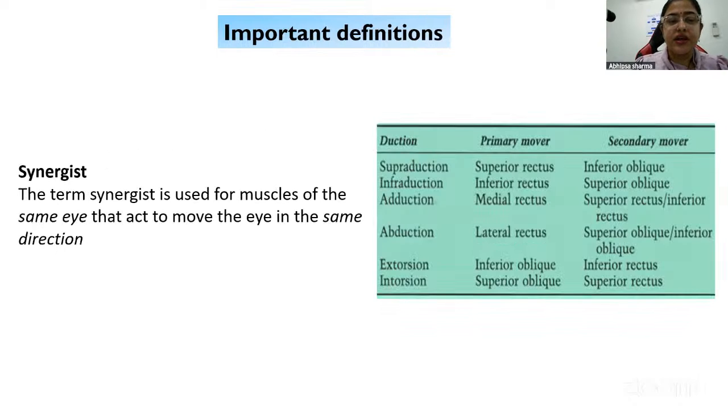Again, synergist. Synergist is the term used for the muscles of the same eye. It is not for two different eyes. Synergists are the muscles in the same eye that act to move the eye in the same direction. As previously I had told, for the eye to move up, both superior rectus and inferior oblique will act. So those two muscles are the synergist muscles. Again, for depression, inferior rectus and superior oblique are going to act.